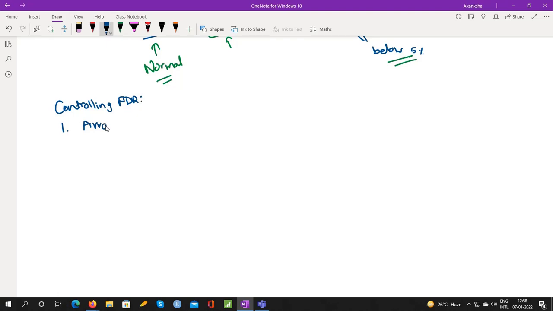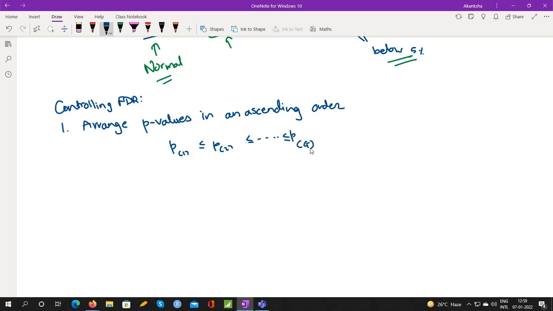So, step one: arrange p values in ascending order. Arrange all your p values in ascending order. So I have p1, p2, up to pG. Of course it means that p1 is the most significant and pG is the least significant. In fact, it may also be 1, it need not even be significant. Is the first step clear?